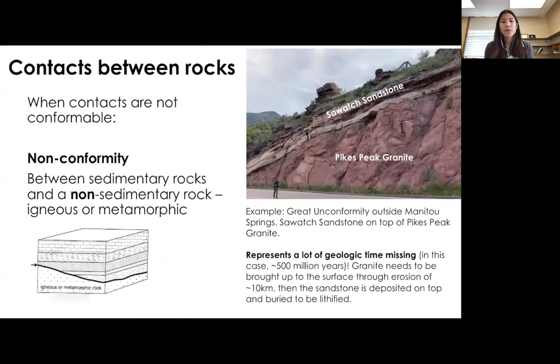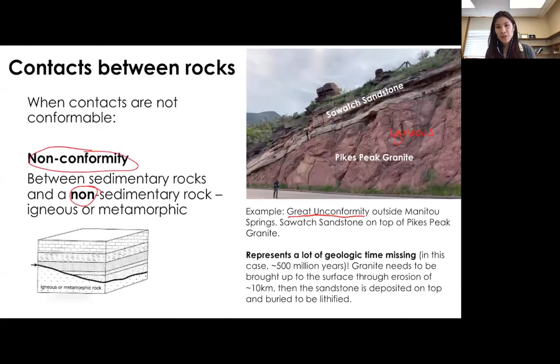A non-conformity is going to occur when we have a non-sedimentary rock that is overlain by sedimentary rocks. A really nice example of this nearby is the Great Unconformity, which is just outside Manitou Springs, and you'll see it as you are driving on I-24. Here we have the Pikes Peak granite, which is an igneous rock, and it is overlain by the Sawatch sandstone, which is a sedimentary rock. So we have a boundary between a non-sedimentary and sedimentary, which leads to a non-conformity.